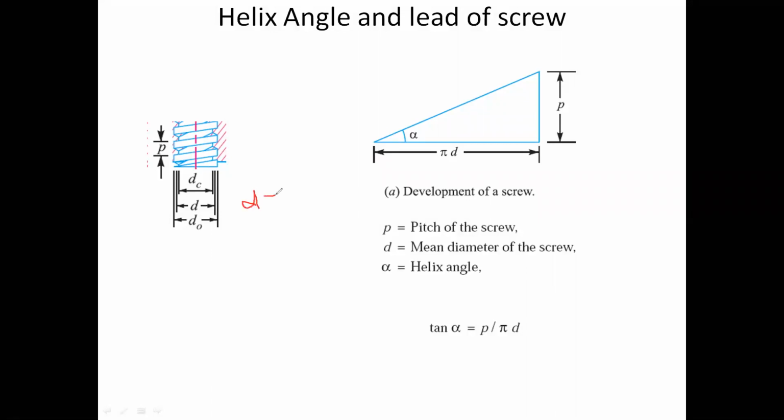So just if I write here D, so D equal to D0 plus DC divided by 2. So this is the average of these two. So D is the average diameter, or D is the intermediate between these two. So it will come here in between. So this is the average diameter or mean diameter. You can see here there is a mean diameter of the screw. Okay. So mean diameter is the average of that.